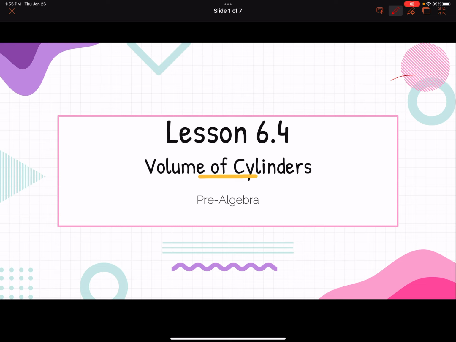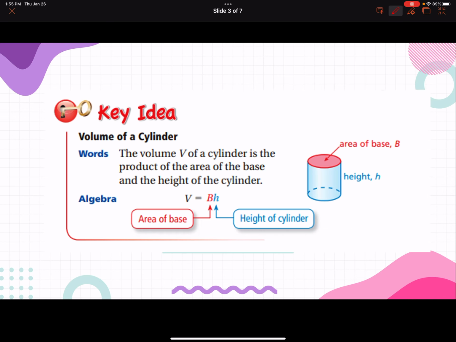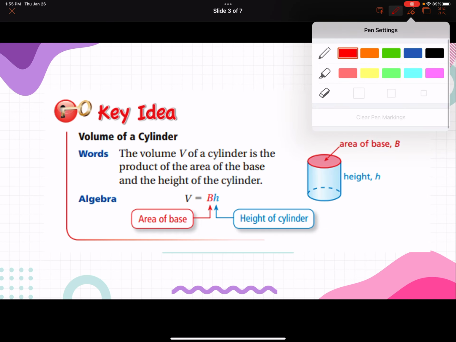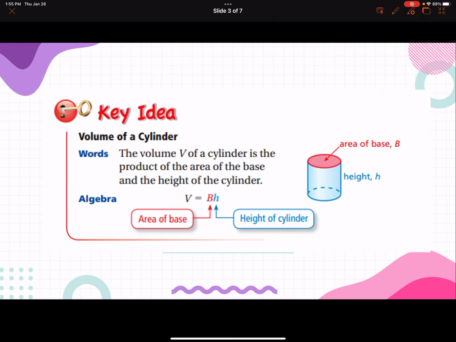Go ahead and pause here if you need more time, but you should have the top labeled lesson 6.4, volume of cylinders. And we're going to look at the formula first. So we've got another formula today. Again, like I said, they're going to be given to you on the test and on your state test, so no worries about memorizing them.